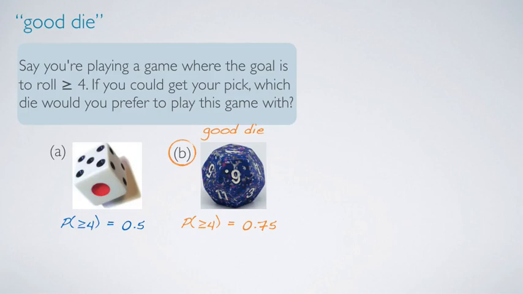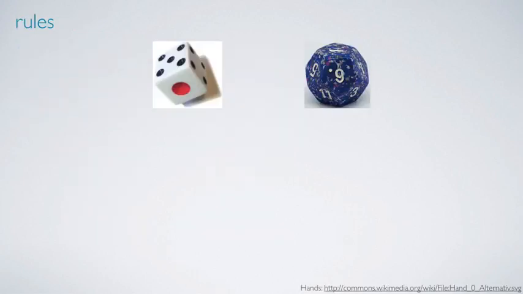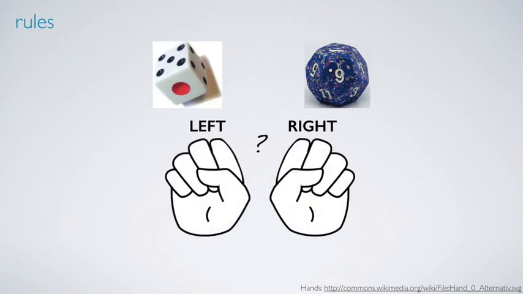This is the ultimate goal. You're going to try to figure out which hand is holding the good die, or in other words, the 12-sided die. Here are the rules. Remember, I have two dice, one 6-sided, the other 12-sided. I keep one die in the left hand and the other in the right, but I won't tell you which die I'm holding in which hand.